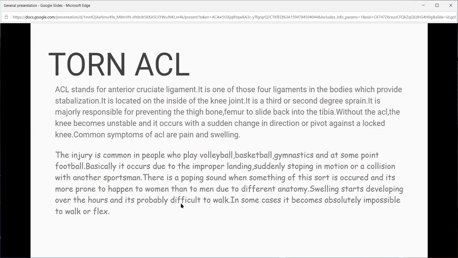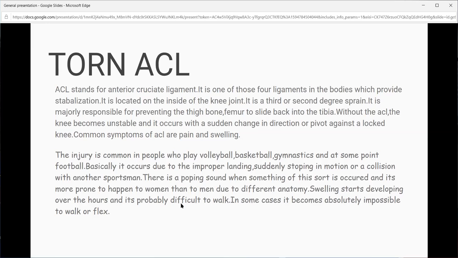Common symptoms of ACL injury are pain and swelling. The injury is common in people who play volleyball, basketball, gymnastics, and at some point football. So basically, jumping. It occurs due to improper landing, when in basketball we jump up to get a rebound, and when we come down, our leg twists. Now this is the most common injury we have in Sayadri. When we jump up, we come down, and then our leg twists. So that's what torn ACL is.